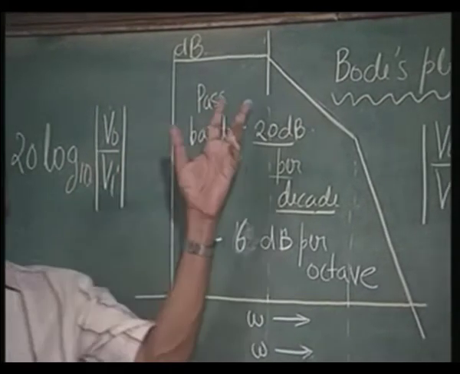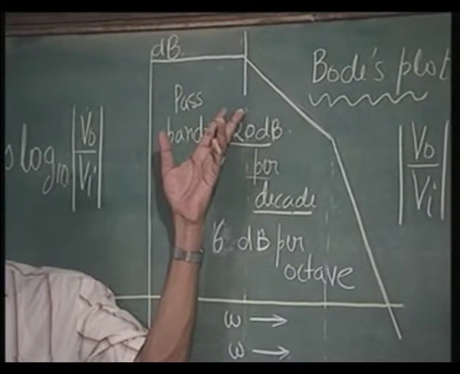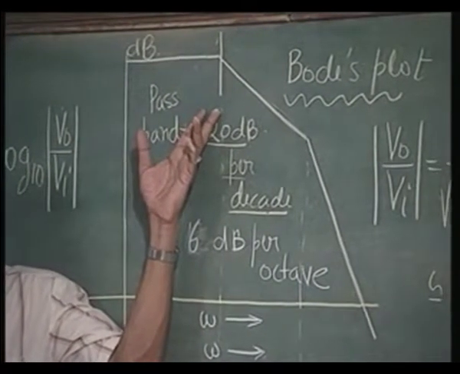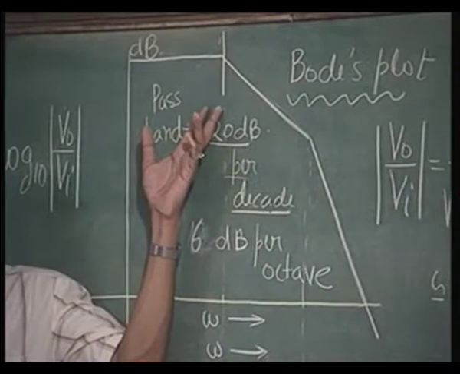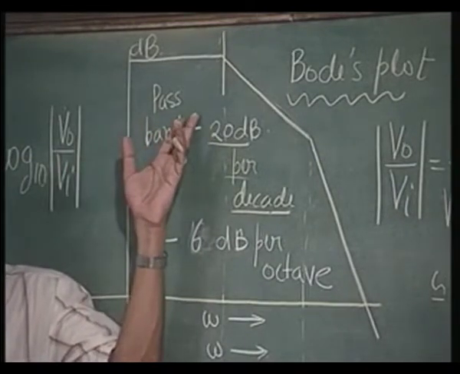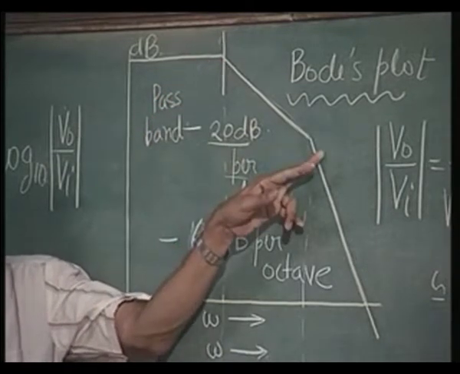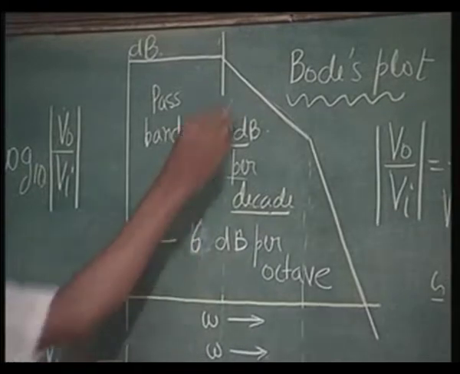This is the band of frequencies which is permitted to pass the amplifier without much of an attenuation with respect to frequency. This is the pass band. This is the corner frequency. These are all called corner frequencies.